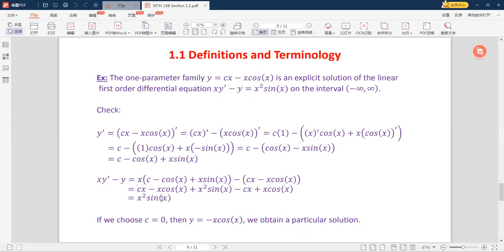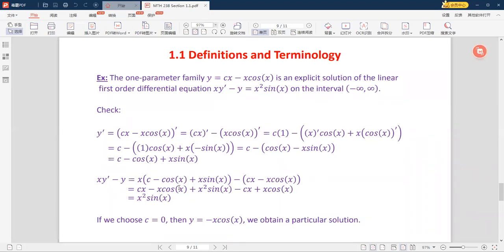So what it says is this: the one-parameter family of explicit solutions does satisfy the differential equation. The left side and the right-hand side match when we plug the function into the differential equation. So that means the function is a solution to the differential equation. All right, so we have done that part.